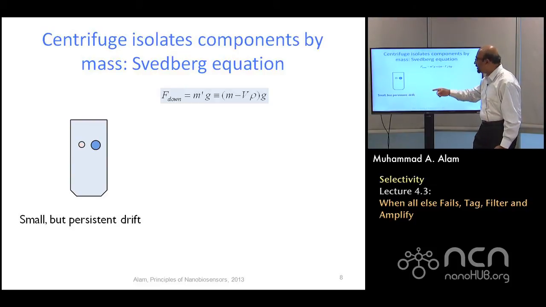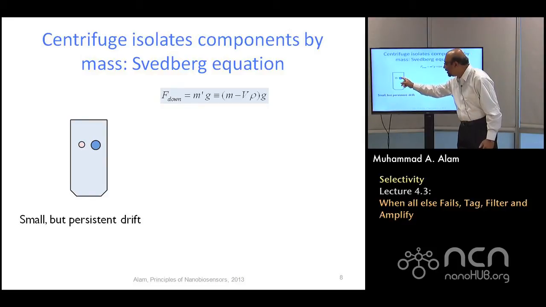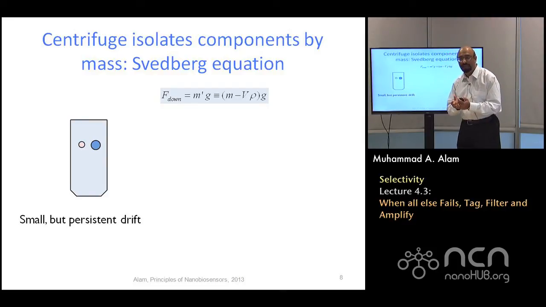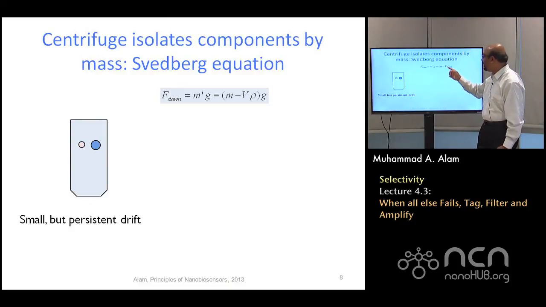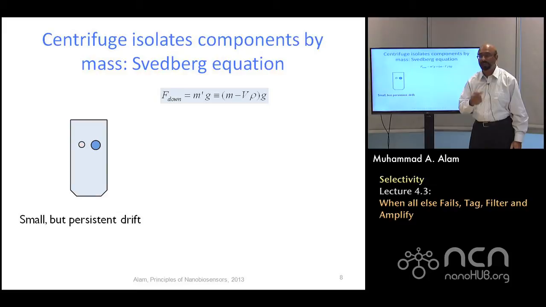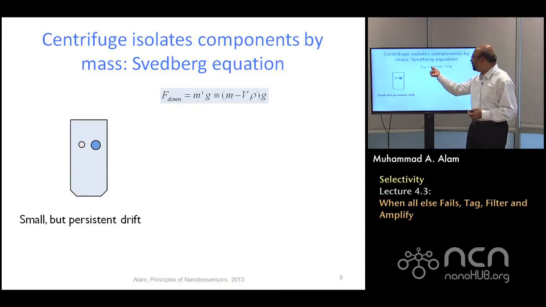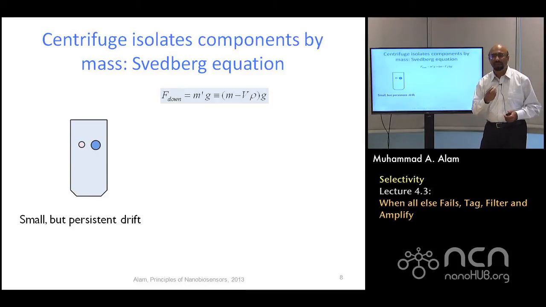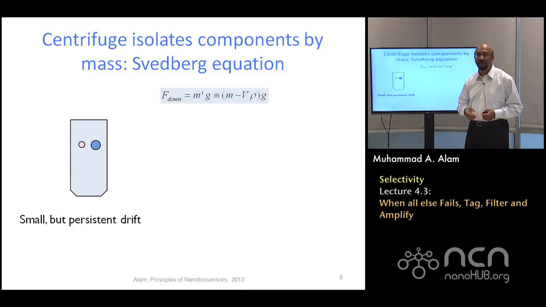But because of the buoyancy, the red-blue molecule will displace liquid volume, and V multiplied by rho is the mass of the displaced fluid. That will give it an upward push. That's the buoyancy force. And therefore the net mass will be m prime, and that will then be pulled down by the gravitational acceleration g. Now remember, this molecule is tiny, very, very small, and therefore multiplying with g doesn't give you much force at all.